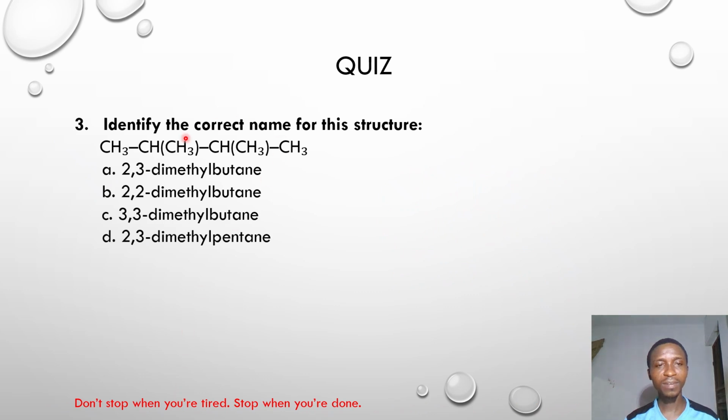Alright learners, we have the final question on the quiz. And question 3 says, identify the correct name for this structure. Look at our structure. CH3CH(CH3)CH(CH3)CH. Is the correct name A 2,3-dimethylbutane, B 2,2-dimethylbutane, C 3,3-dimethylbutane, or D 2,3-dimethylpentane?